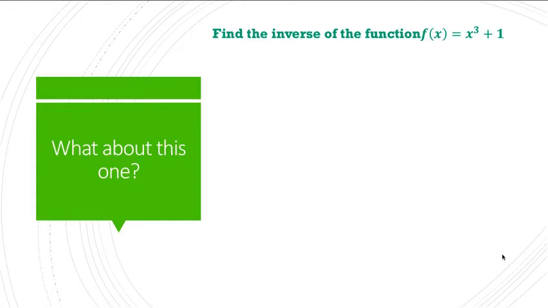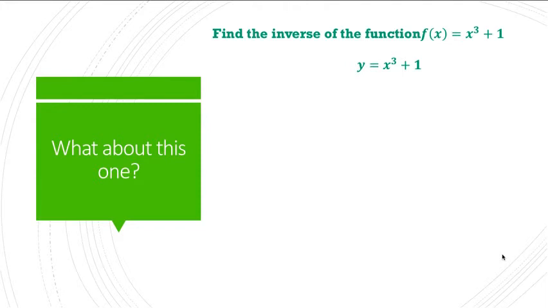What about this one? Let's look at this one. So find the inverse of the function f of x equals x to the third power plus 1. So don't overthink this. We're still going to work this out exactly the same way. We just have some different inverse operations that we're going to have to work with. So first I want to change that f of x to a y. So I have y equals x cubed plus 1.